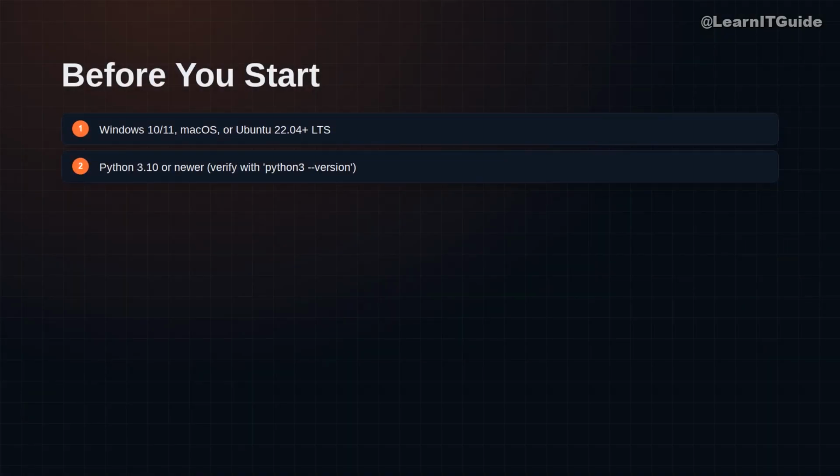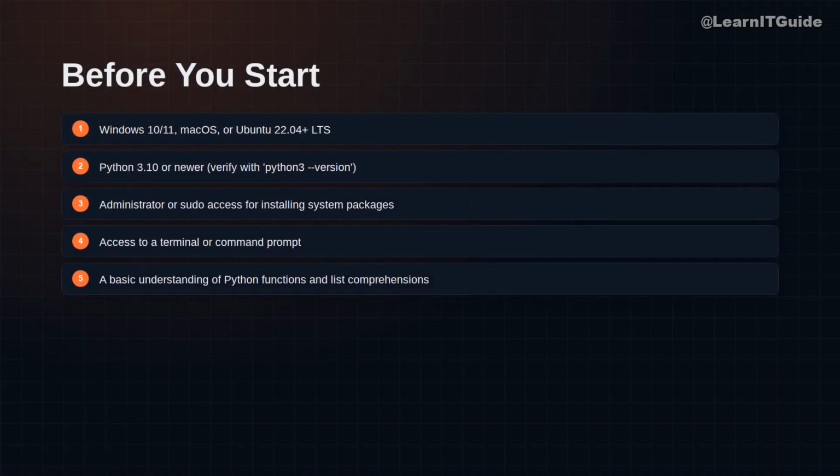To follow this tutorial, you need a modern operating system like Windows, Mac OS, or a recent Ubuntu release. You must have Python 3.10 or newer installed. Check your version by typing python3 --version in your terminal. If you are on Windows, press the Windows key, type CMD and hit enter. On Linux or Mac, open your terminal app. Ensure you have administrative privileges if your system requires them for package installations. If you are using an older version of Python, please update before starting.